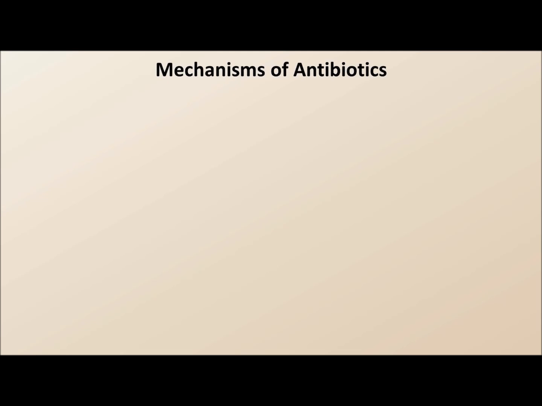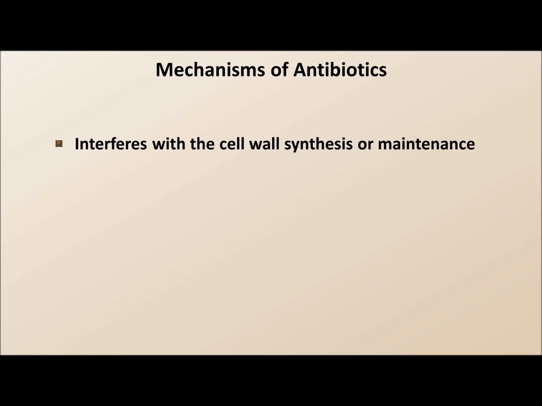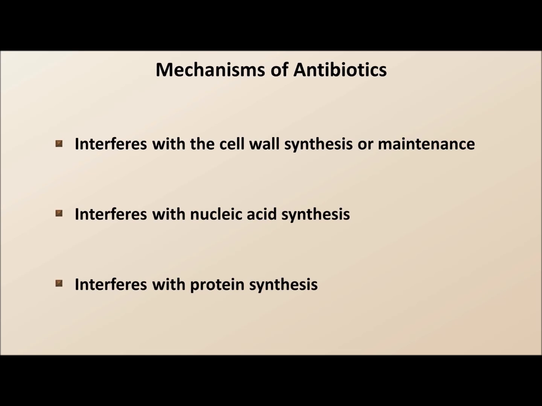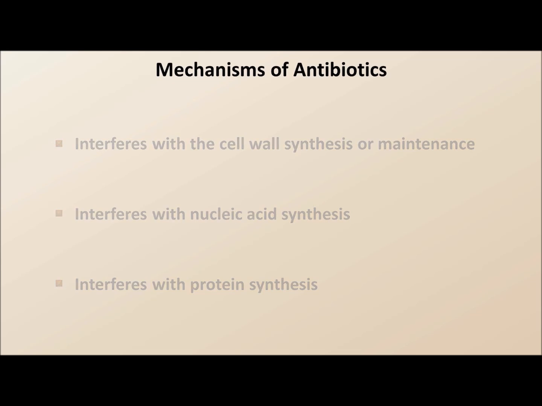I'm now going to discuss the mechanisms of antibiotics. There are three major ones. Some antibiotics interfere with cell wall synthesis or maintenance. They can interfere with nucleic acid synthesis, or they can interfere with protein synthesis. These three mechanisms will help to start delineating antibiotic classes.